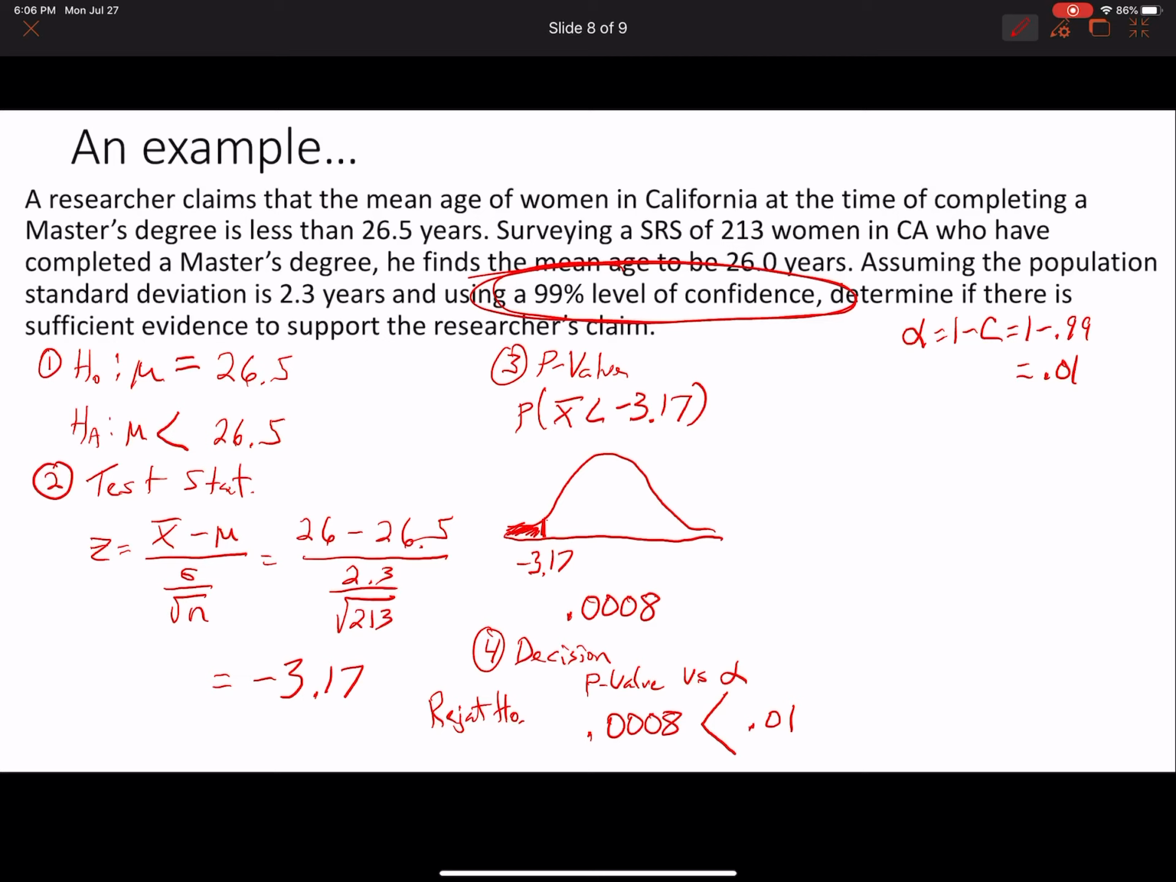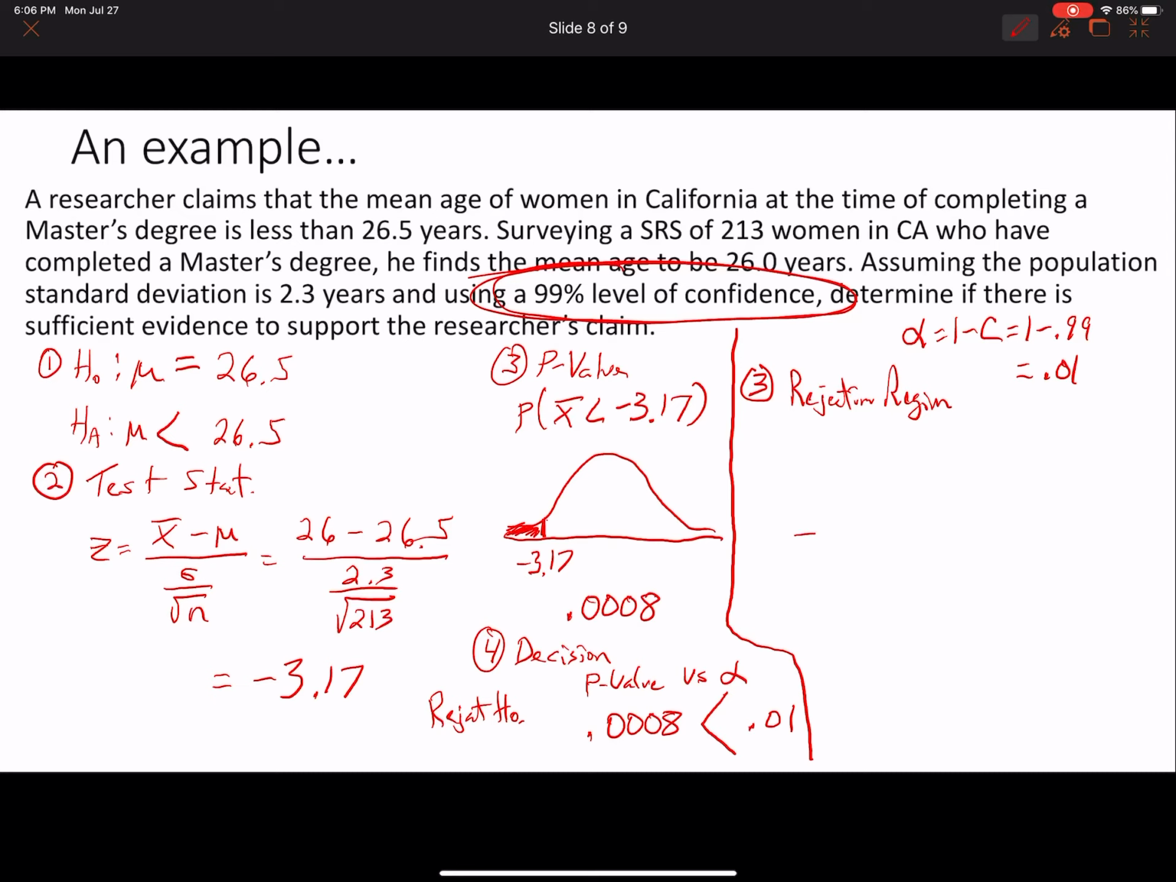Let me just pause here, because what I want to show you next is how this would work with rejection regions. So with the rejection region, we don't deal with step number 3. We don't get a p-value. Instead, what we do is the following. So this would be a new step 3. This would be the rejection region. So here's how this works.